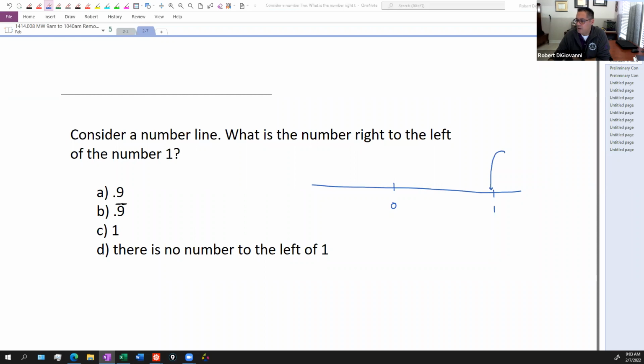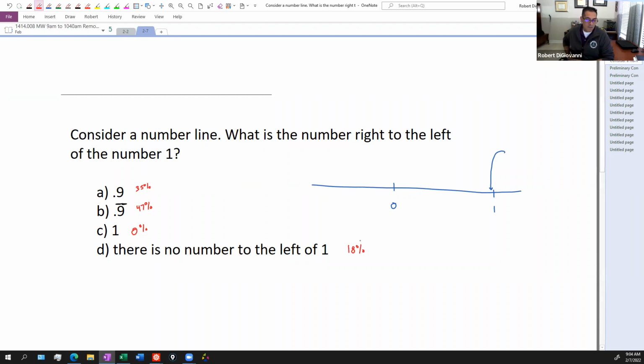All right, here we go. Let's end the poll. Let's share the results. 35% of you put the first one. We had 47%, almost half of the class, that nobody thought it was 1. And we had 18% say there's no number to the left of 1.